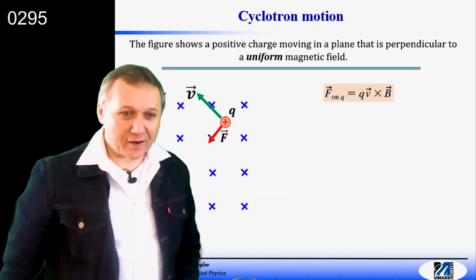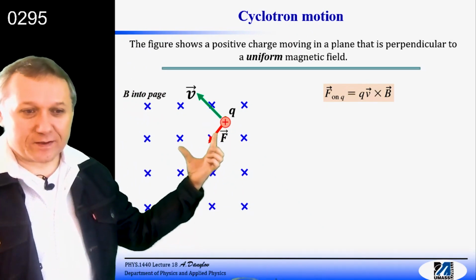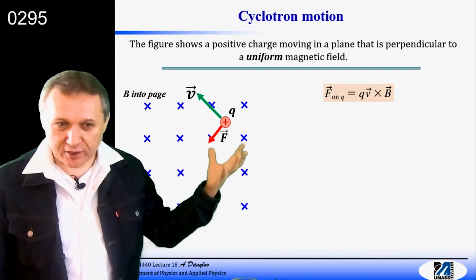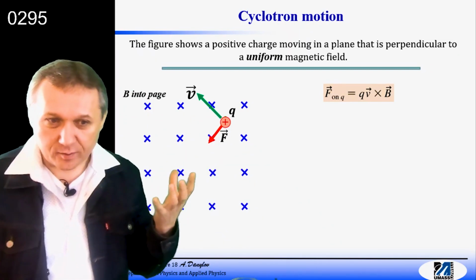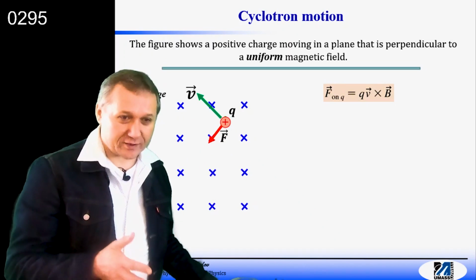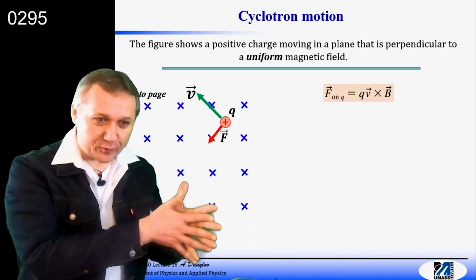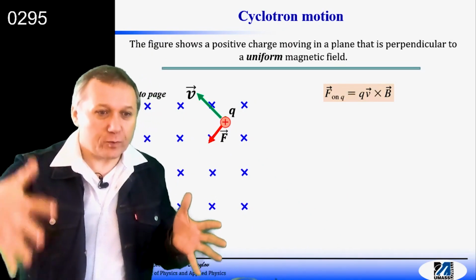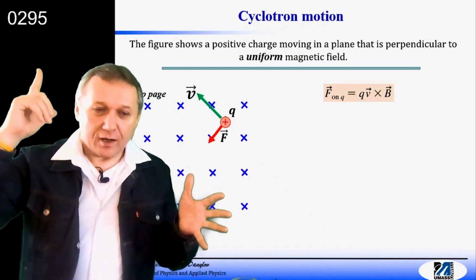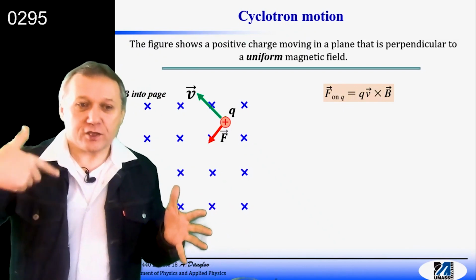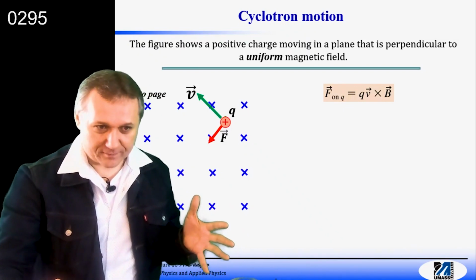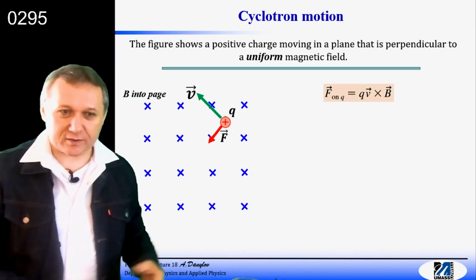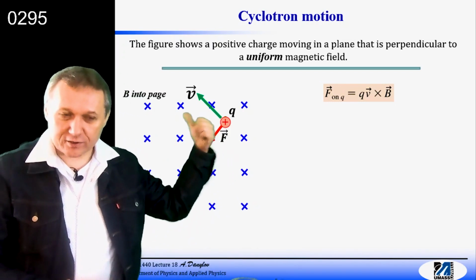So the direction of V cross B gives me the direction of the force. Now, if there is a force, of course, it changes velocity. Why? Because according to Newton's second law, F equals ma. If there is a force, there must be an acceleration. And if there is an acceleration, we all know that acceleration describes changes in the velocity. Physics 1. So it means that force changes velocity.